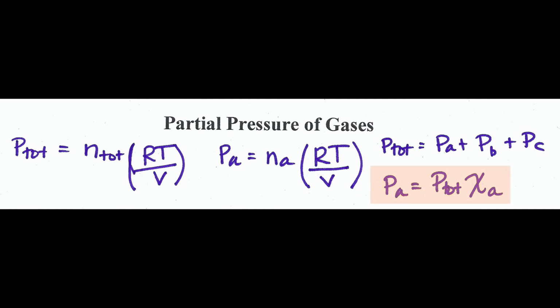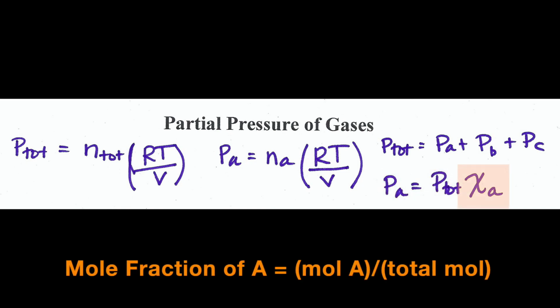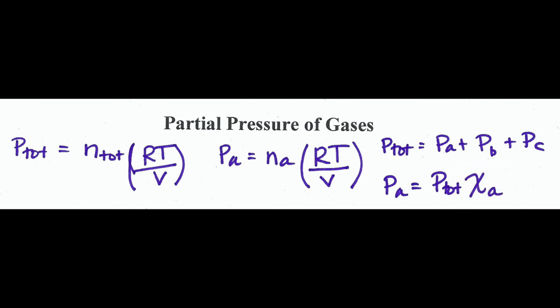We can also calculate the partial pressure of a particular component if we know the total pressure in a system and the mole fraction of that component, abbreviated by Chi-A. The mole fraction is equal to the moles of our component of interest divided by the total moles in our system, and we use that to calculate the partial pressure when we know the moles of our components and the total pressure.